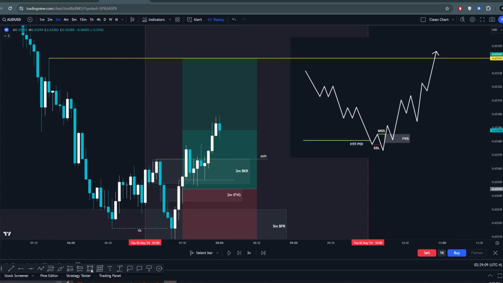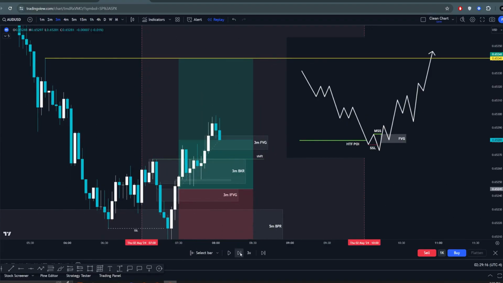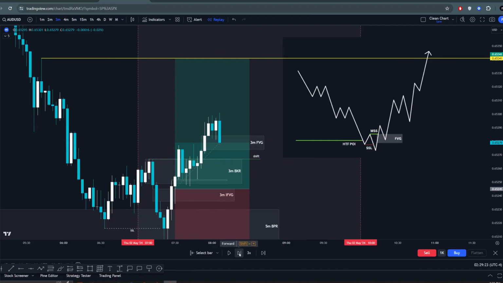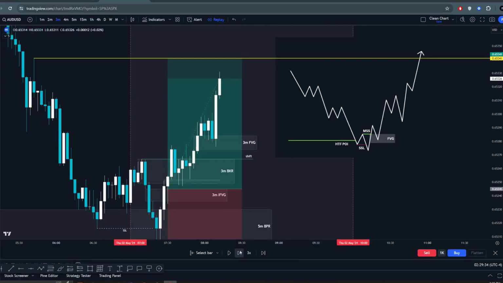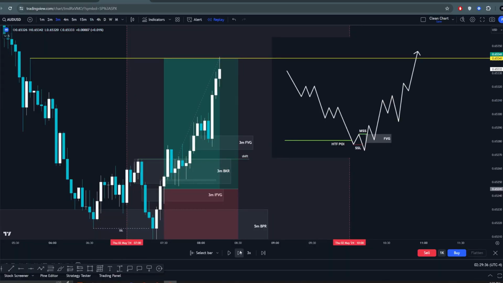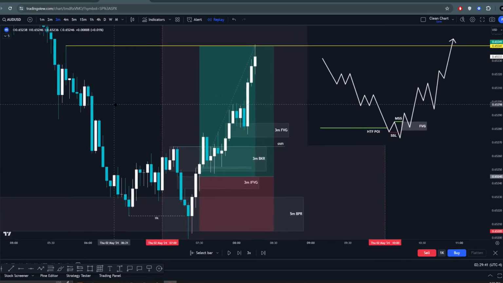And we have here a fair value gap. 3-minute FVG. We should see a reaction in this fair value gap. As we can see, price is respecting that fair value gap and it has now gone higher. We should hit our take profit in, there we have it, take profit hit. Just like that. Very, very easy.